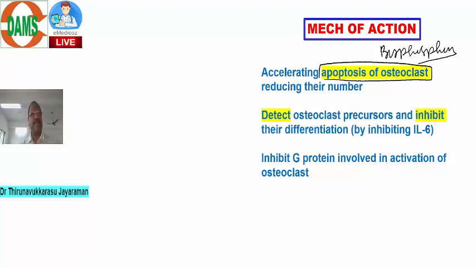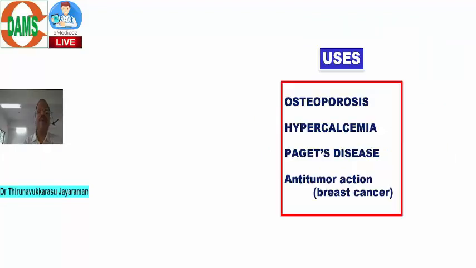So the mechanism of action of all bisphosphonates is inhibiting osteoclastic action. By inhibiting osteoclastic action and preventing osteoclast maturation, they prevent osteoporosis. This is done by inhibiting the G protein involved in activation of osteoclasts. Bisphosphonates are the first line drug of choice for treatment of osteoporosis, either drug-induced osteoporosis or age-related osteoporosis. Currently, the first line choice for prevention is bisphosphonate.